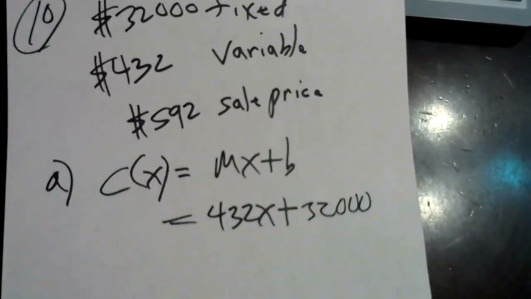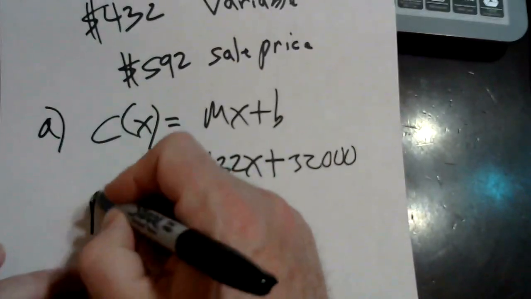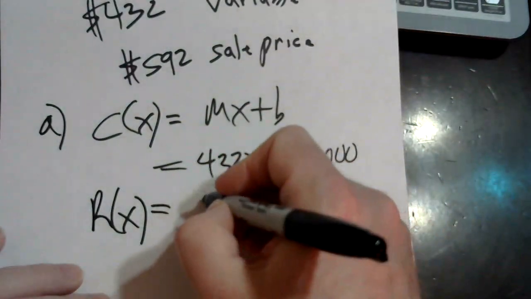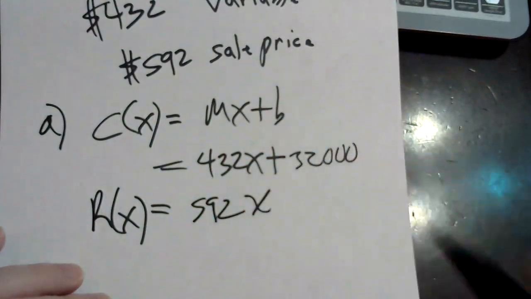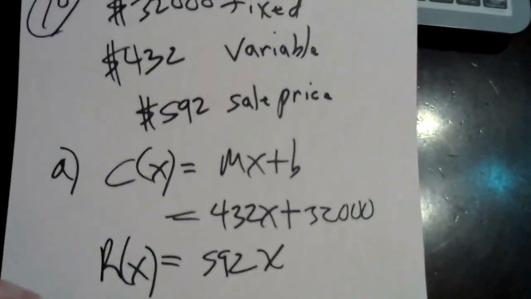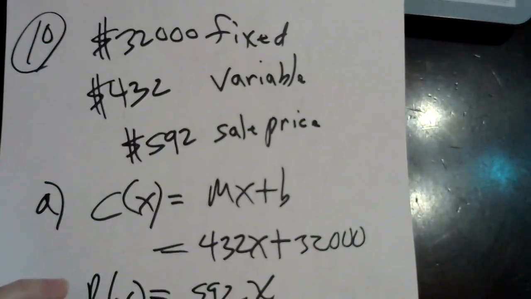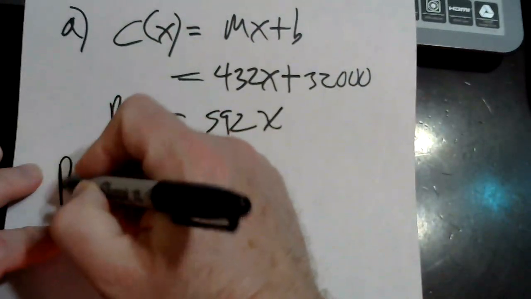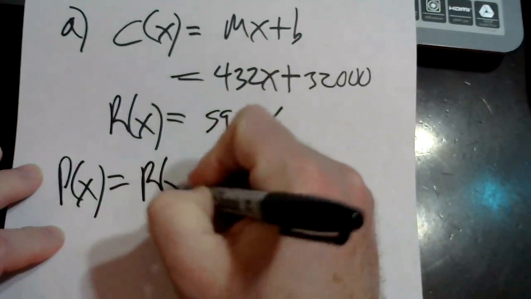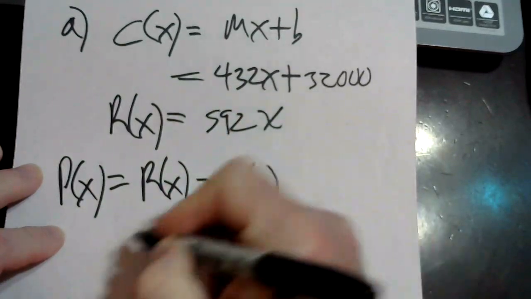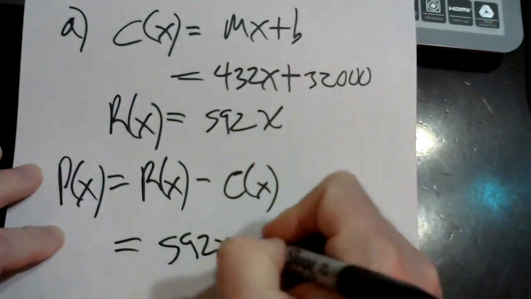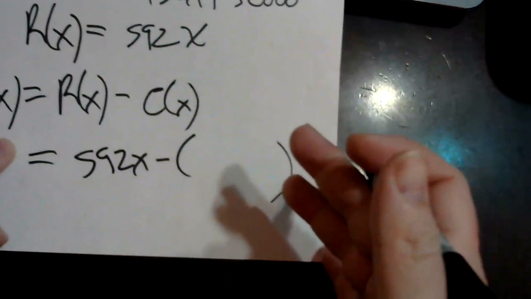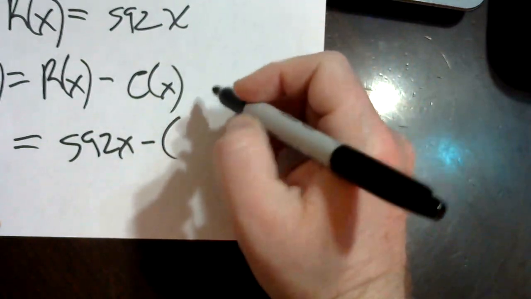All right? But we also need a revenue function. And the revenue function in this case is just the price that we sell it for times the number of items that are sold. So it's just the sale price times x. So when you do your profit function, it's just the difference of those two functions. Remember, by definition, profit is revenue minus cost. But notice that I'm putting my cost function in parentheses because I'm distributing that negative sign.